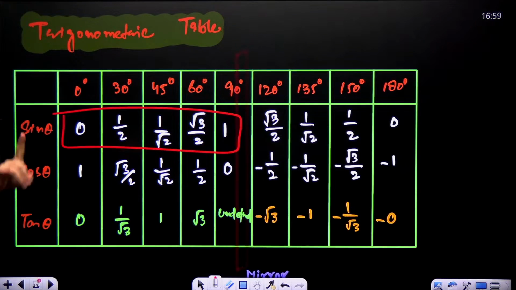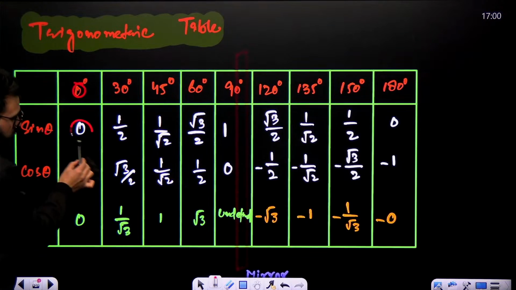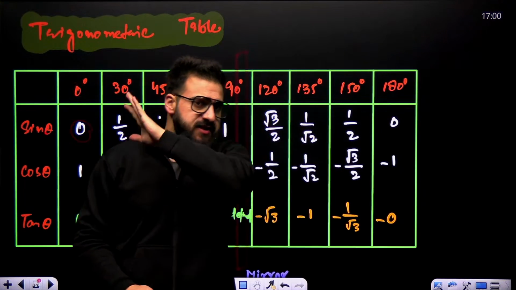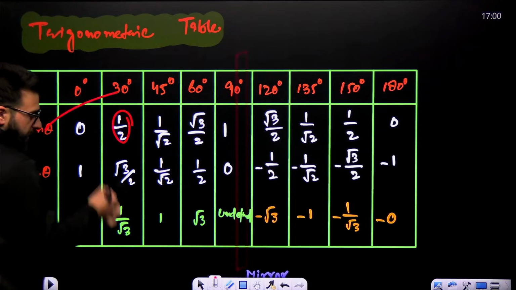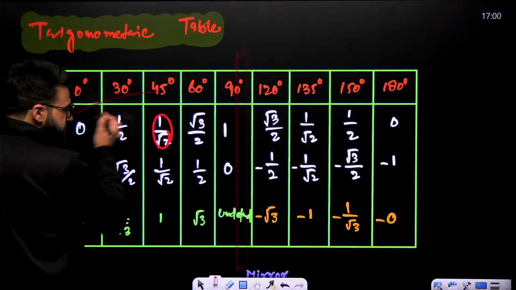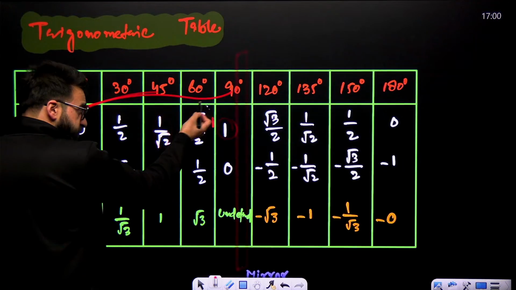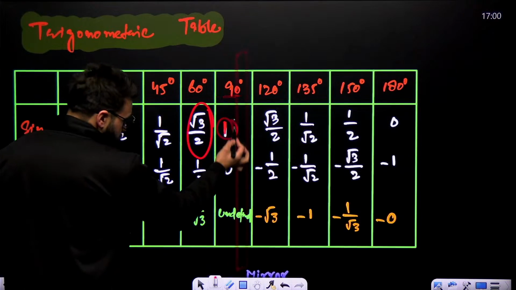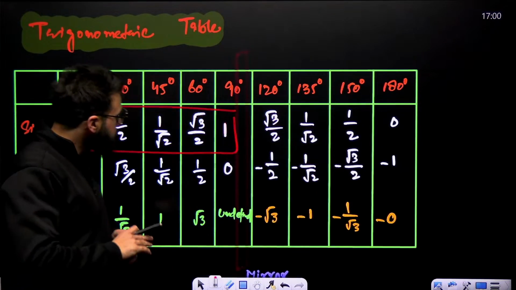Guys, see. We say sine of 0 degrees; sine 0 is always 0. Then sine of 30 degrees is 1 by 2. Then sine of 45 degrees is 1 by root 2. Then sine of 60 degrees is root 3 by 2. Sine 90 degrees is 1. I would want you to remember this line only. That's it. Now see, guys.